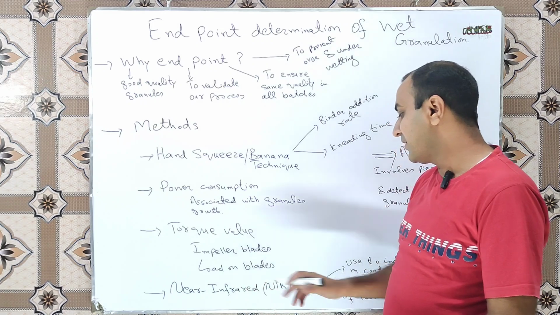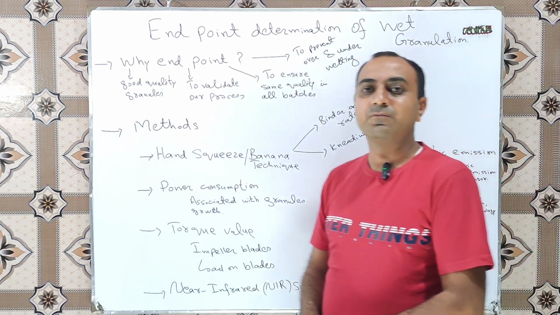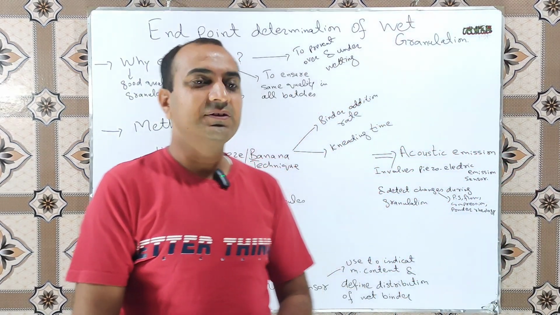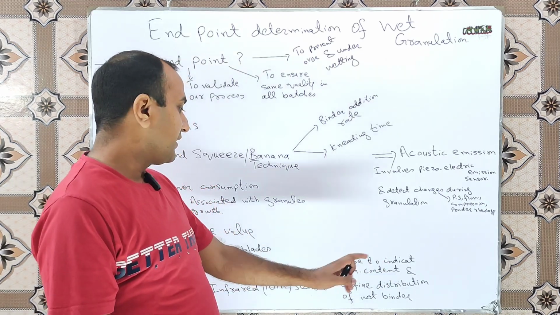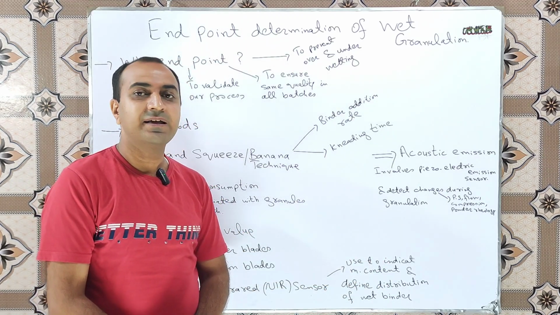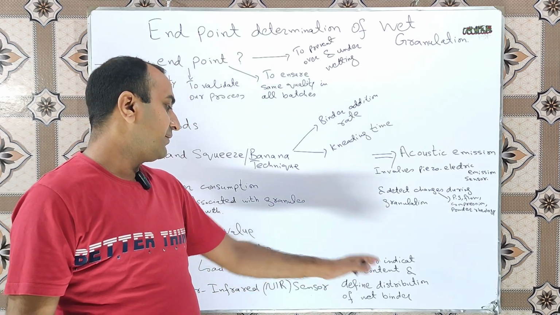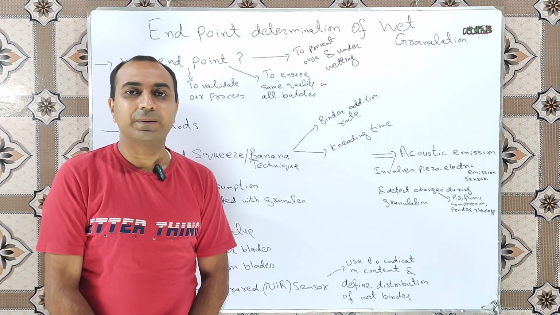Next is the near infrared sensors. In the near infrared sensor method, we have a near infrared sensor installed in the RMG, which indicates the moisture content and also defines the distribution of the wet binder.